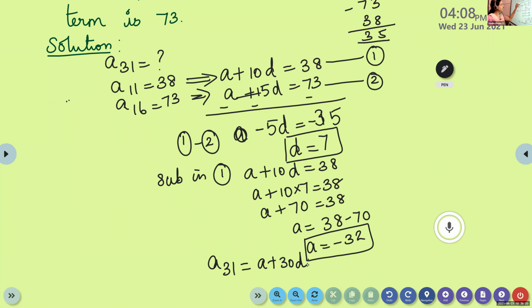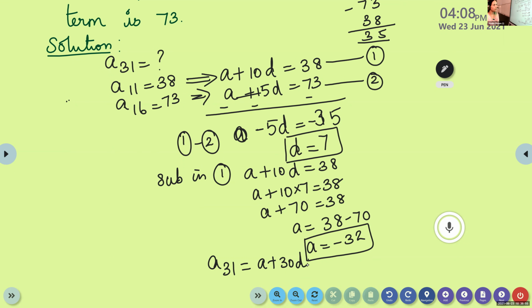A will get cancelled. 10D minus 15D, we will get minus 5D is equal to 38 minus 73, which is negative 35. So D is 7. Once we get D, we can substitute it in either the first or the second equation. When we substitute it in the first equation, we get A as negative 32. If A is negative 32, find out what A31 is.